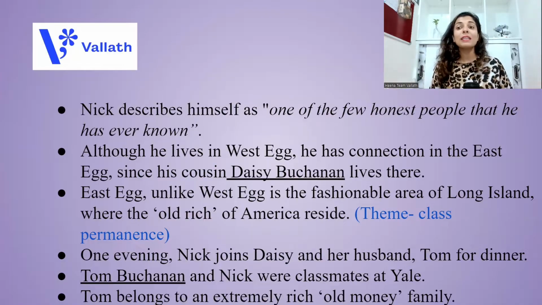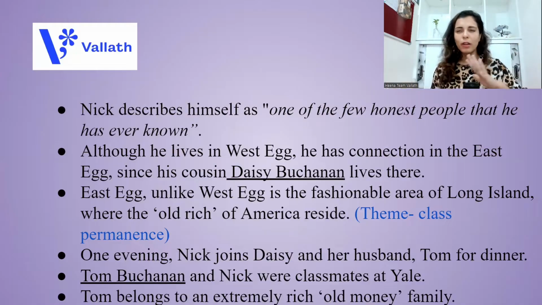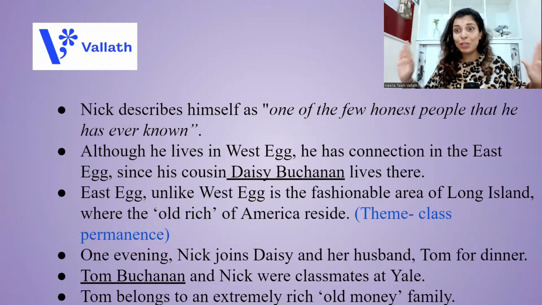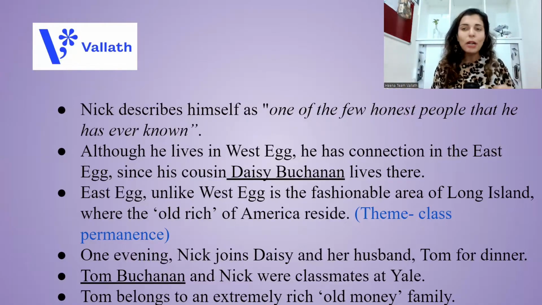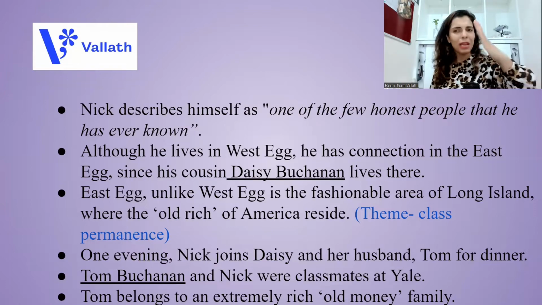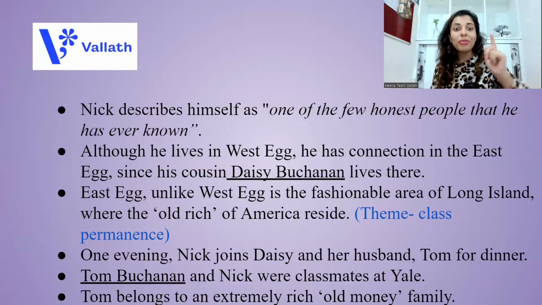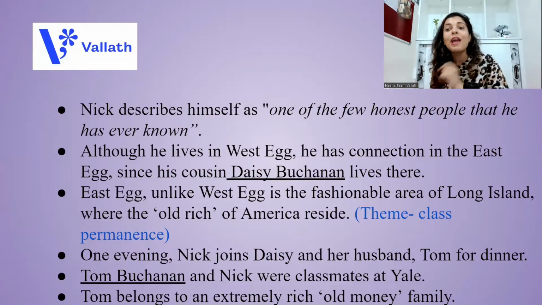Now let's understand a little bit about East Egg. As I told you, the West Egg, in which the nouveau riche or the recent rich people of America live, is unfashionable as compared to the East Egg, which is a very fashionable area of Long Island, where the old rich of America reside. Those people who have money in inheritance, those people who consider themselves superior racially, in every manner, they consider themselves superior. They live in the East Egg side. So Daisy lives in the East Egg side with her husband, Tom Buchanan.